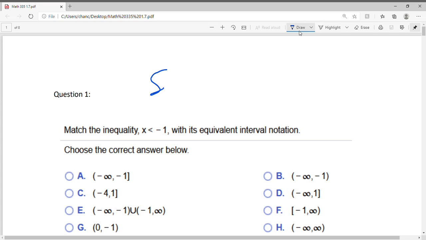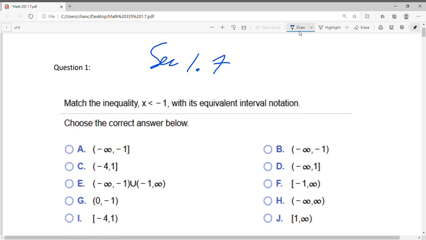Let's go over section 1.7. Match the inequality x is less than -1 with its equivalent interval notation. Let's draw a picture of what this represents.